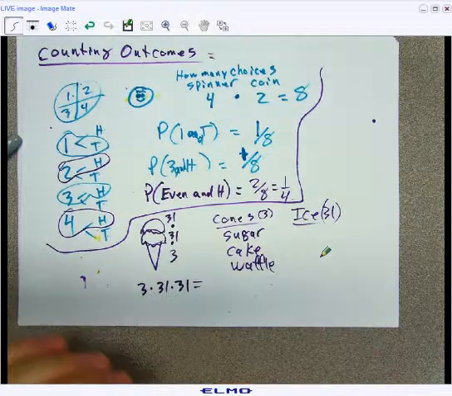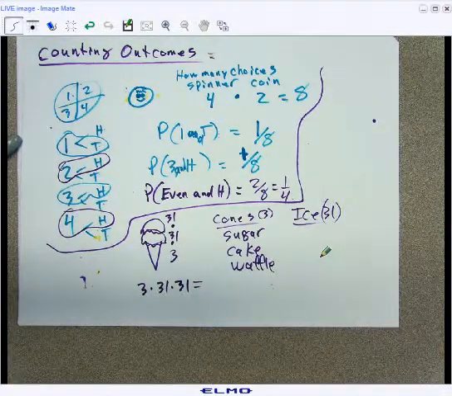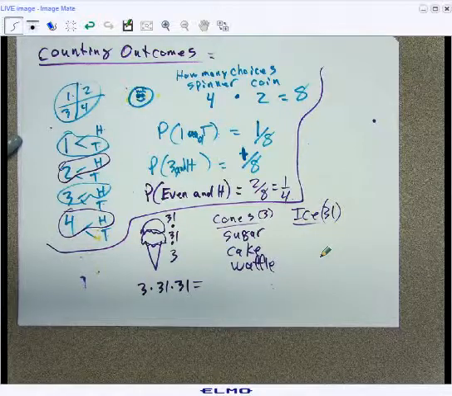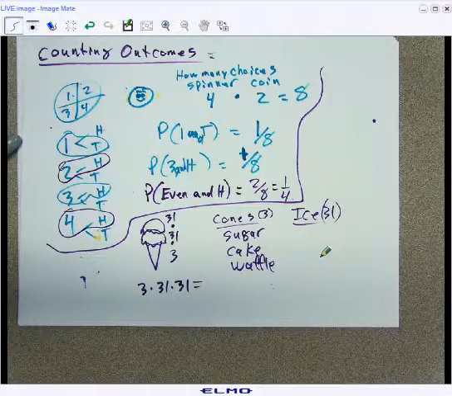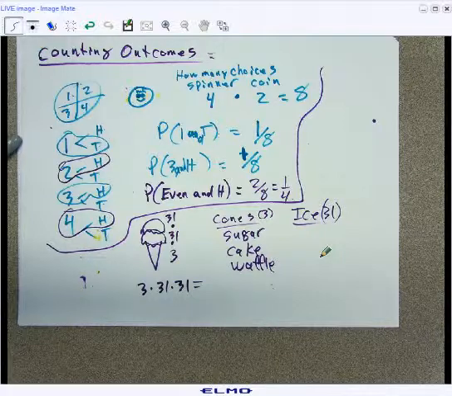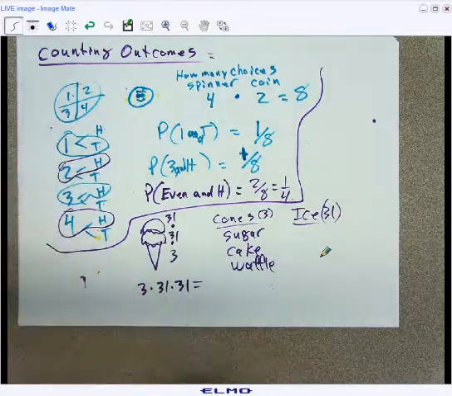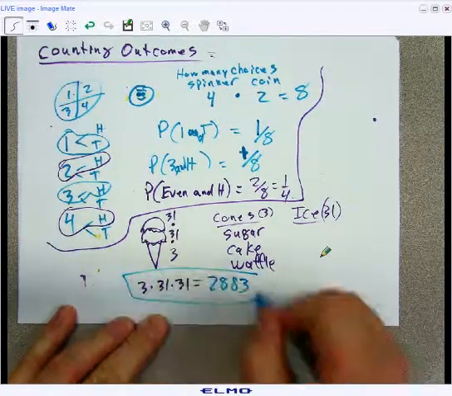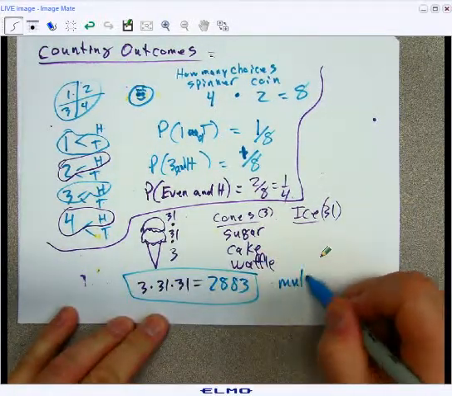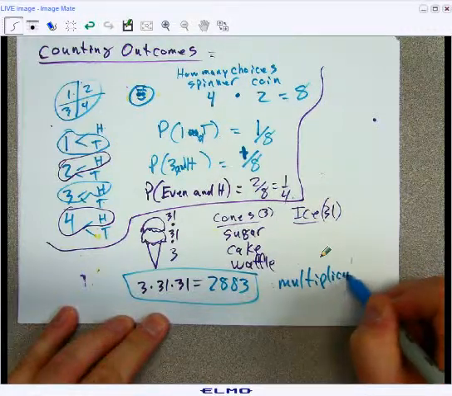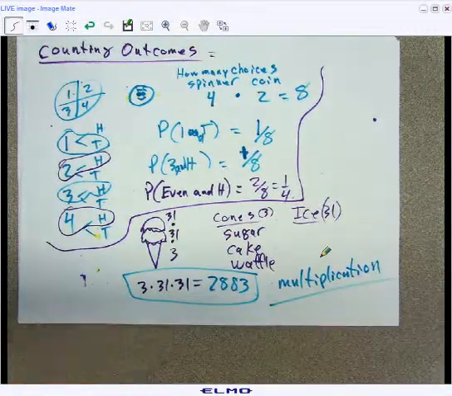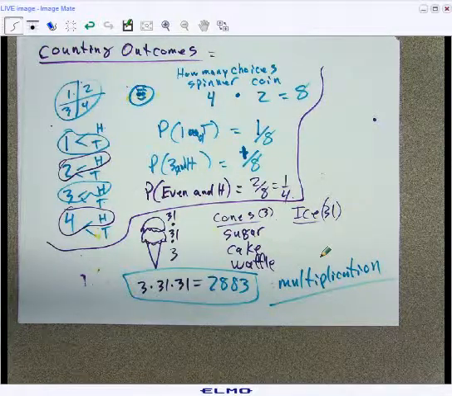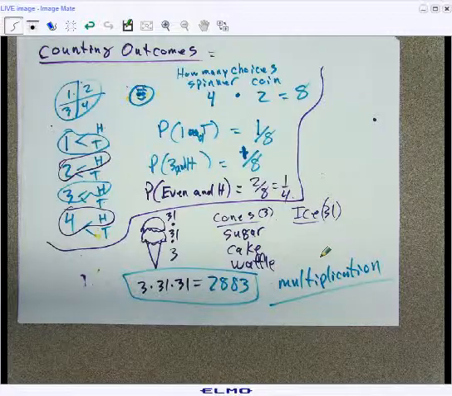And that means that if I go to Baskin Robbins for a 2-scoop ice cream cone, I can have up to 3 times 31 times 31. I can have 2,883 options. So this is called the multiplication principle, because we multiply. So using that system, see what we can do with finding the number of possible outcomes.